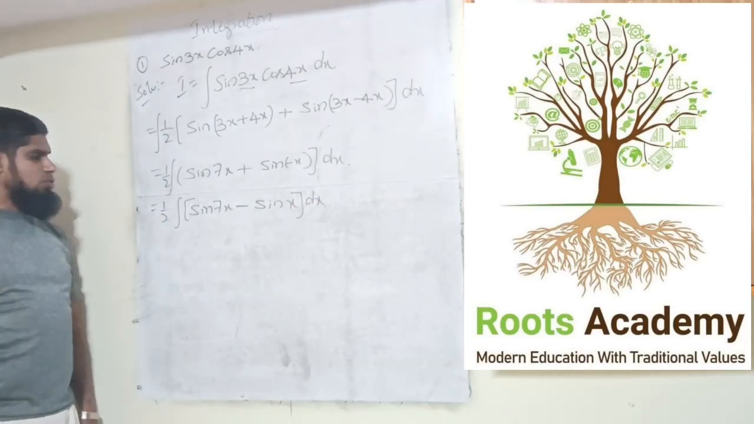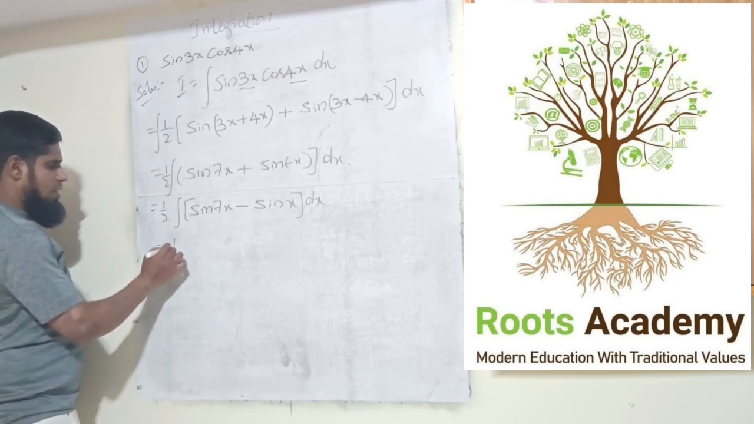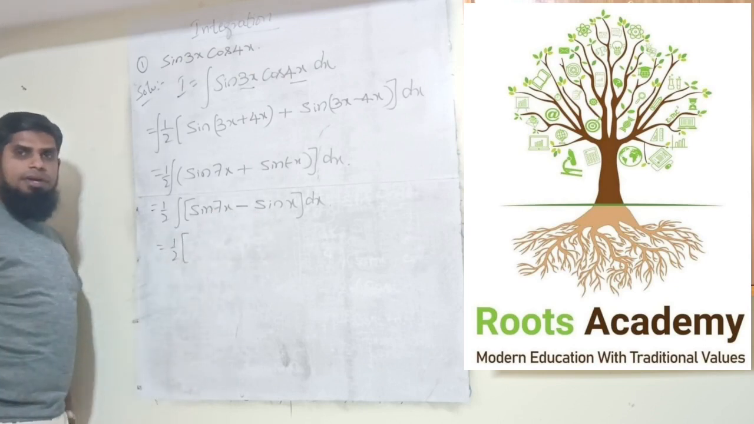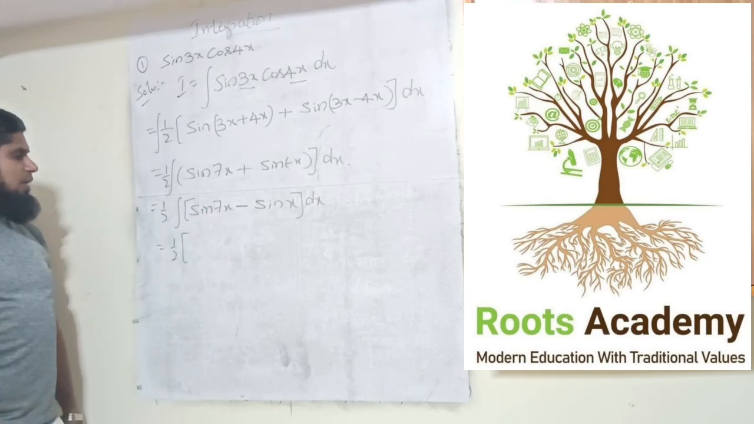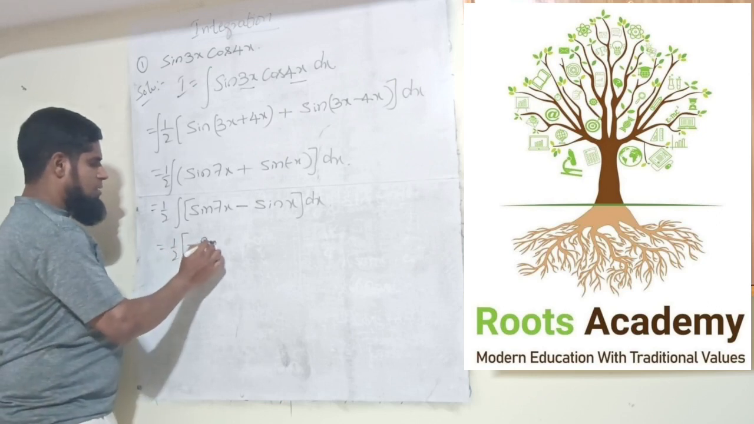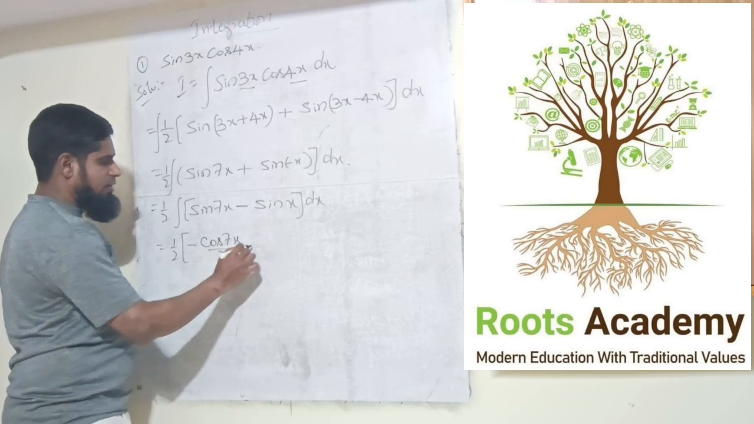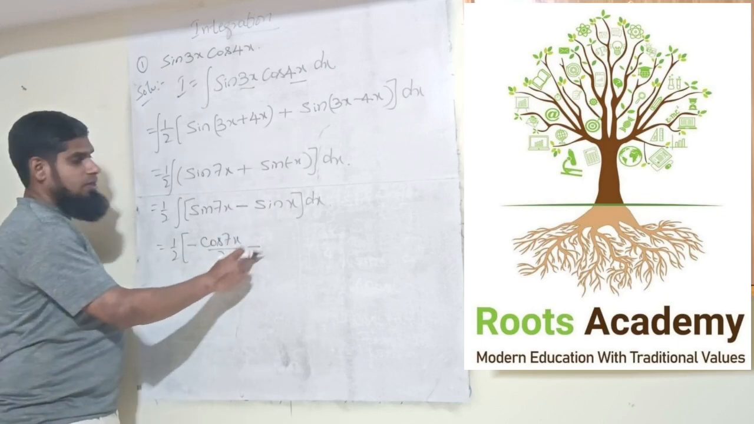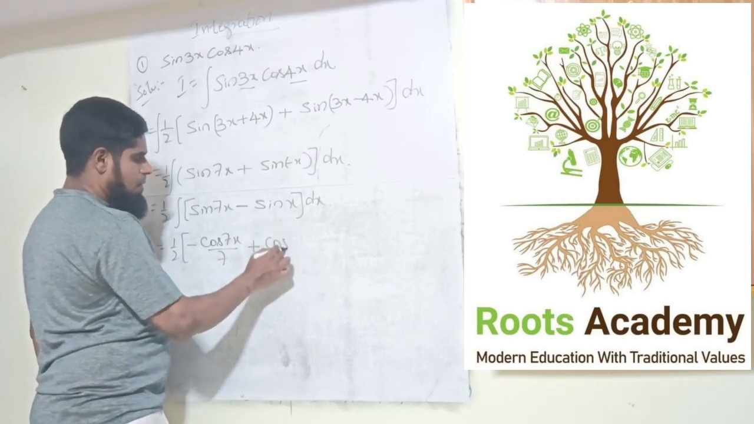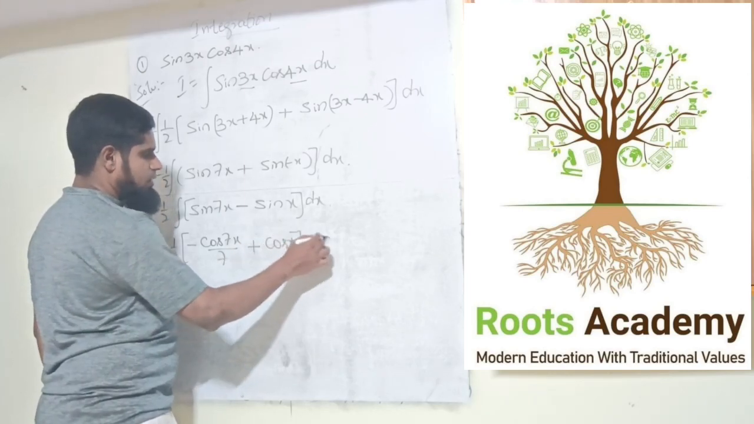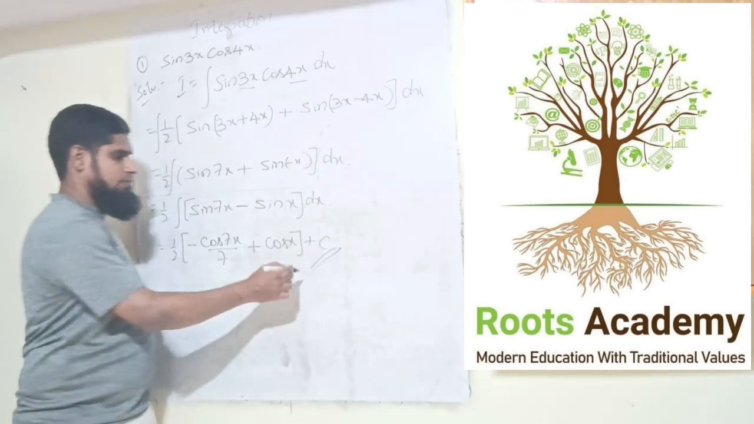Now under the integral we have two terms, let us integrate one by one. Half as it is, bracket, integration of sin ax, where a is 7 here, is minus cos 7x divided by 7. Then minus as it is, integration of sin x is minus cos x, so minus into minus is plus cos x, plus c. This is the final answer.